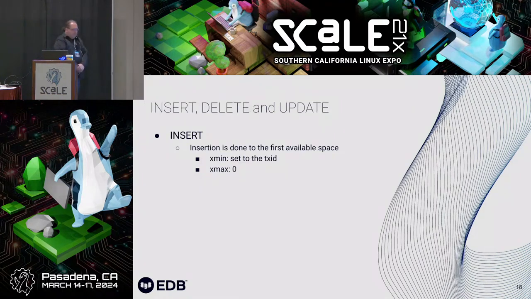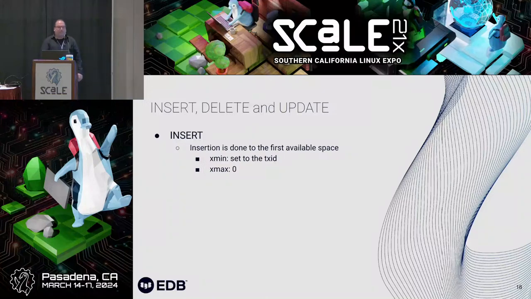So let's continue with the insertion first. Insertion is done to the first available space. The first available space is a critical term because when we learn more about vacuum, it's going to be more interesting. But first of all, let's say we have an empty table, and in order to delete or update something, you should insert the data. So let's start with the basic insertion first. Insertion is done to the first available space.